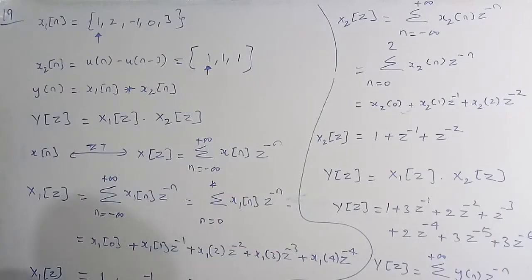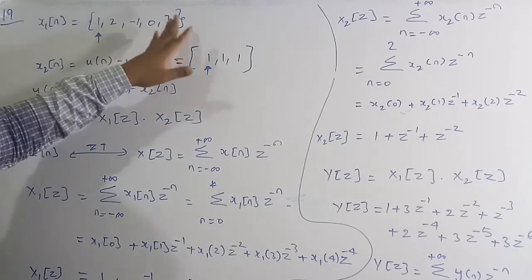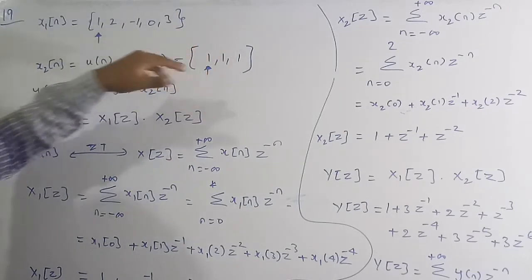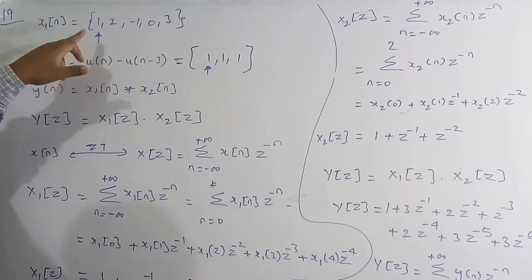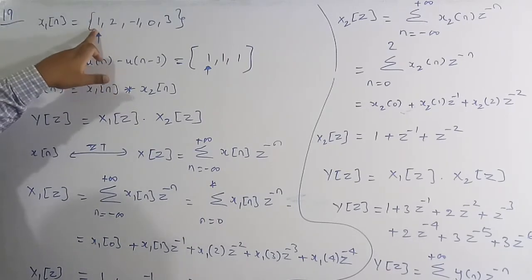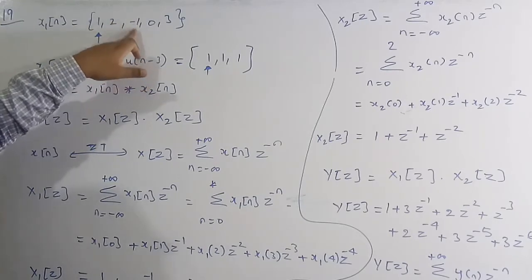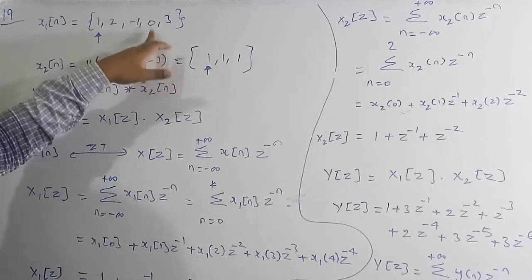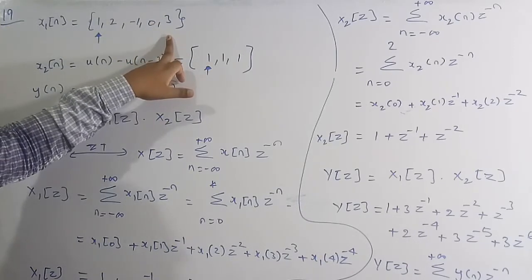In the question they have given x1 of n as a signal, which is 1, 2, minus 1, 0, 3, and at all remaining instants the signal is 0. The arrow indicates that the signal starts from n is equal to 0. So at n is equal to 0 the signal has a value of 1, at n is equal to 1 it is 2, at n is equal to 2 it is minus 1, at n is equal to 3 it is 0, and at n is equal to 4 its value is 3, and at all remaining instants its value is 0.